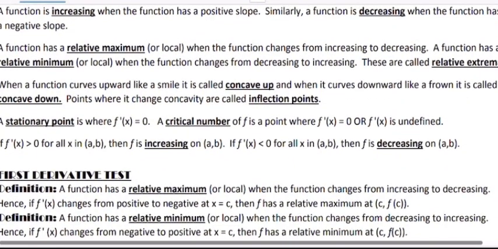So in conclusion, if the derivative of f is greater than 0 for all x in the interval (a, b), where a and b are constants, then we say f is increasing on that particular interval. And if the derivative is less than 0 for all x in the interval (a, b), then we say it is decreasing on that interval.